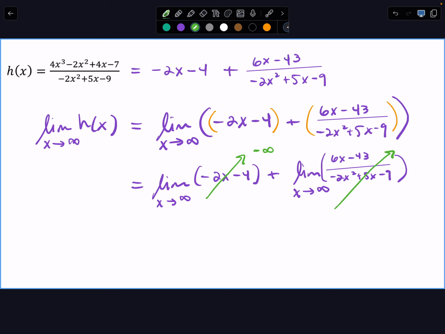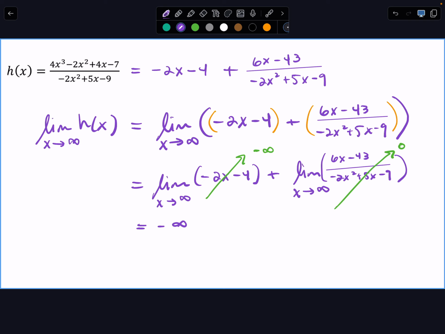Do we see that? End behavior model? Would approach 0. So we already knew that this limit was going to be equal to negative infinity. But now you can see, when the equation for h of x is written in this form, why we say that negative 2x minus 4 is the equation that guides the function's end behavior.